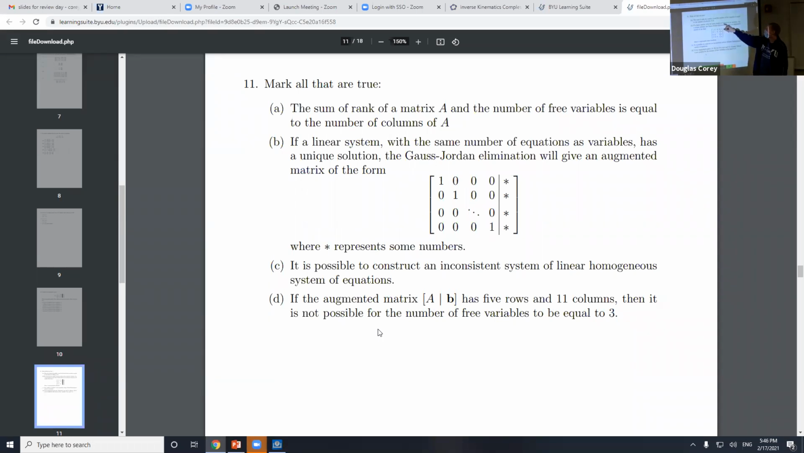So this says with the same number of equations as variables, so we have a square matrix over here, has a unique solution, the Gauss-Jordan elimination will give an augmented matrix of the form. So if it has a unique solution, then that's equivalent to this matrix here being invertible, and an invertible matrix is always row reduced to the identity matrix. It's row equivalent to the identity matrix. So yes, that's true. Seth.